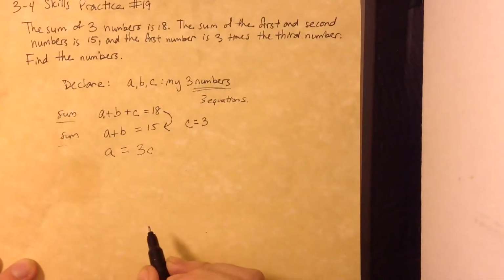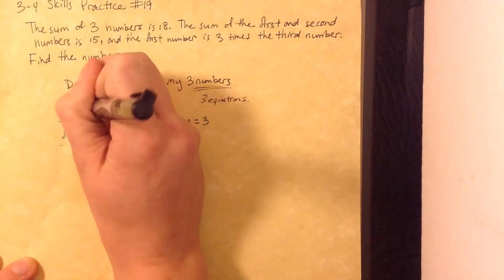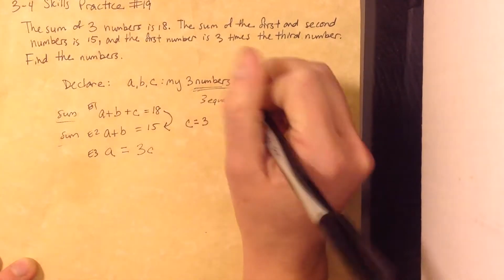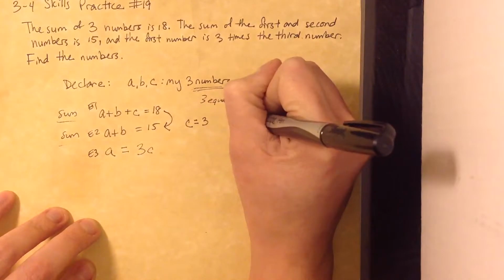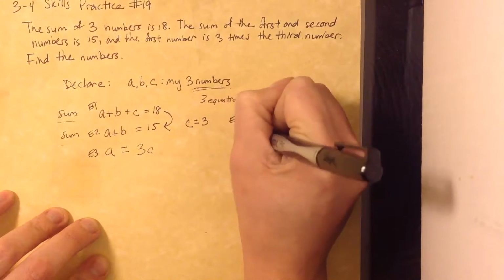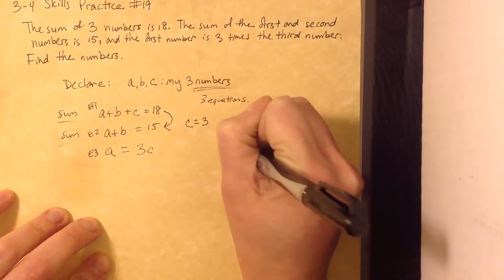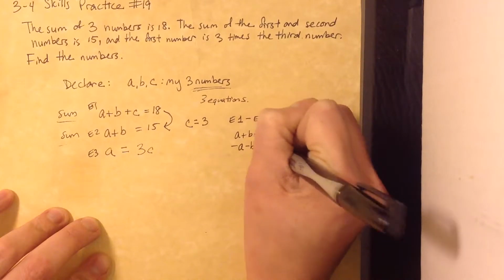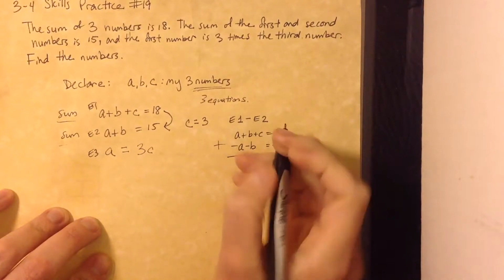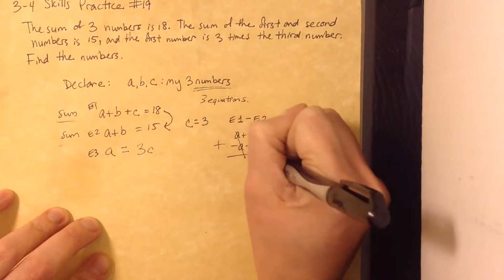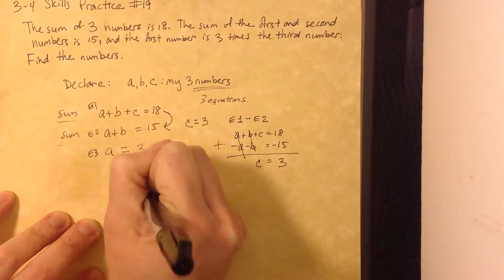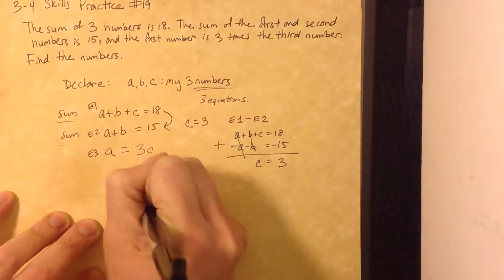I can do that just by looking at it, or I could have done elimination. If I had done elimination, maybe it looks something like this. I say this is equation 1, equation 2, and equation 3, just so we know which one's which. If I did equation 1 minus equation 2, that would give me A plus B plus C equals 18, minus A minus B equals negative 15. Add those together because I've essentially multiplied by negative 1. The A's cancel, the B's cancel, C must be 3. Knowing that, I look here. A is equal to 3 times C, which is 3. So A must have been 9.